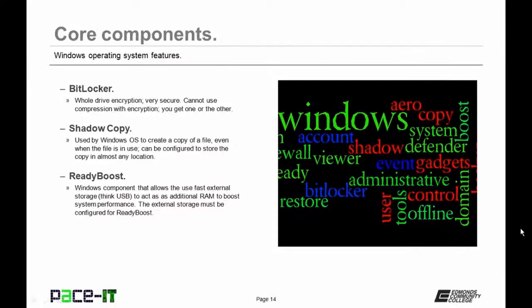It's a great way to roll back what you're working on. Microsoft also introduced ReadyBoost. ReadyBoost is a way of using fast external storage, usually USB drives, as additional RAM, which can boost system performance. The external storage must be configured to be ReadyBoost ready.